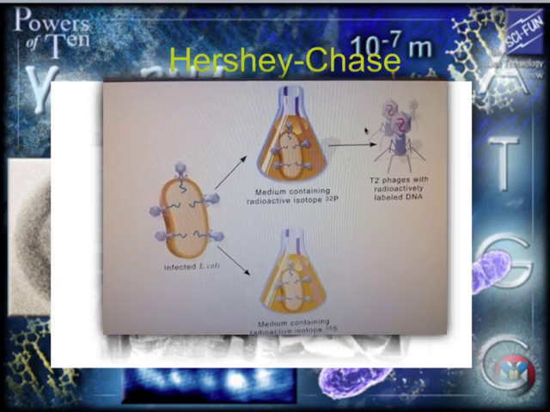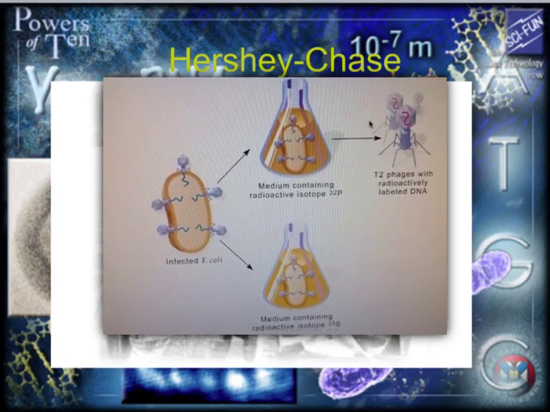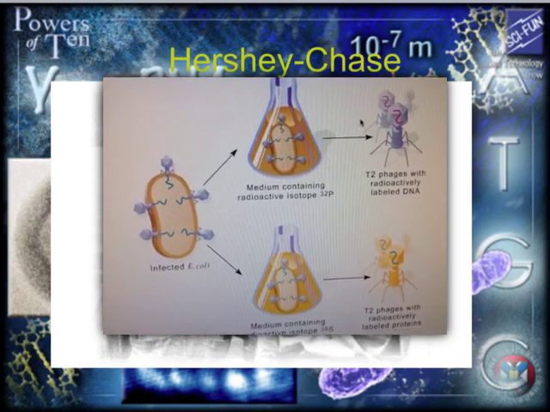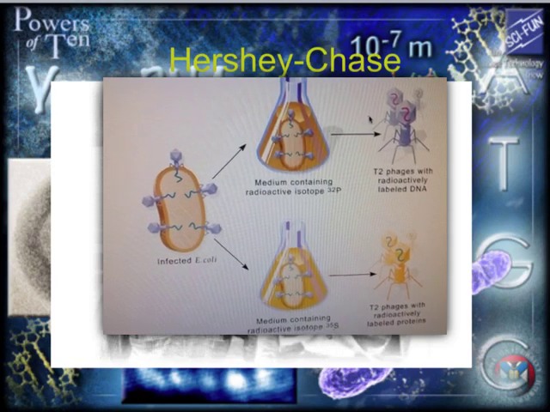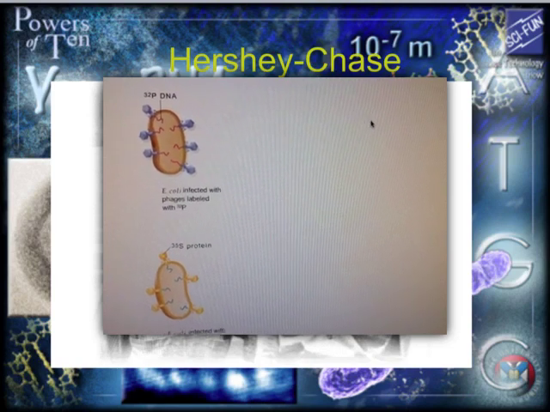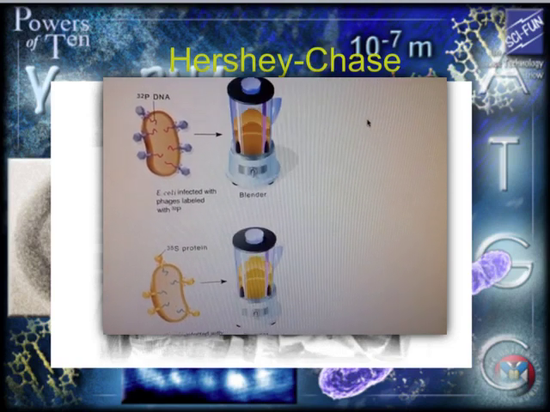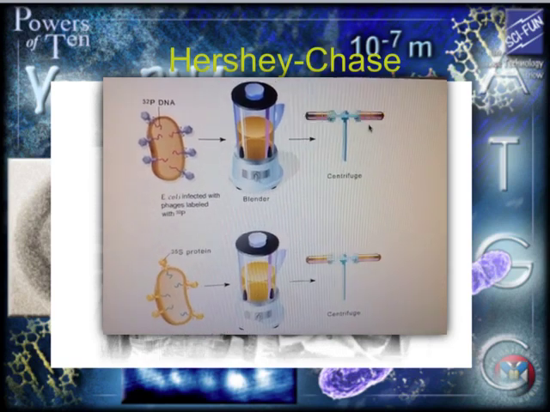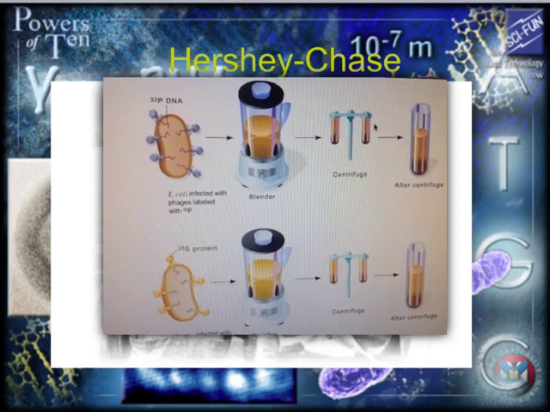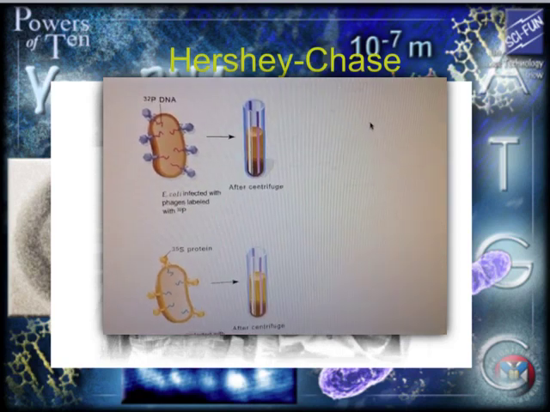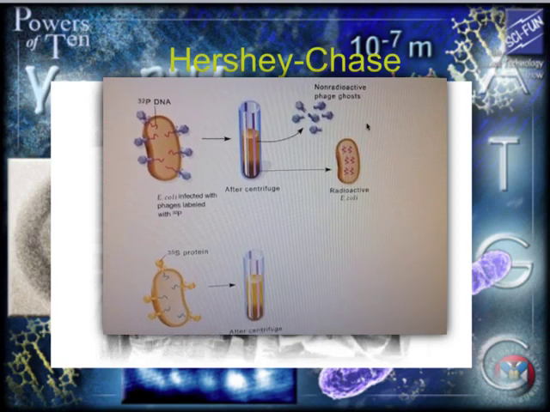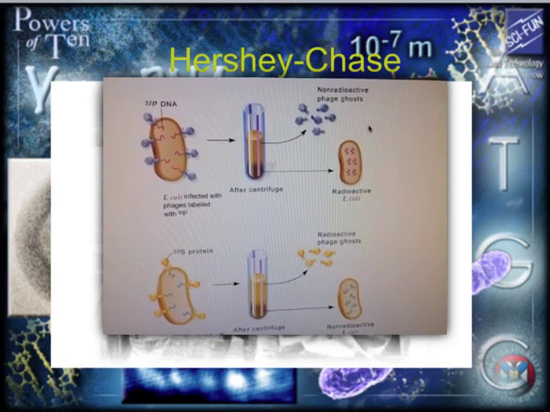All the phages released from the bacteria grown in the phosphorus-32 medium had radioactively labeled DNA, while all the phages released from the bacteria grown in the sulfur-35 medium had radioactively labeled proteins. In the next phase of their experiment, Hershey and Chase infected E. coli with the two types of labeled T2. They then used a blender and a centrifuge to separate the protein parts of the phage, called the phage ghosts, from the rest of the infected cell. The scientists discovered that the labeled DNA appeared in the host cell, but not the phage ghosts, while the labeled proteins appeared in the phage ghosts, but not the host cell.